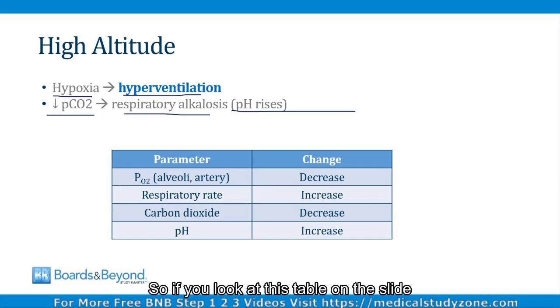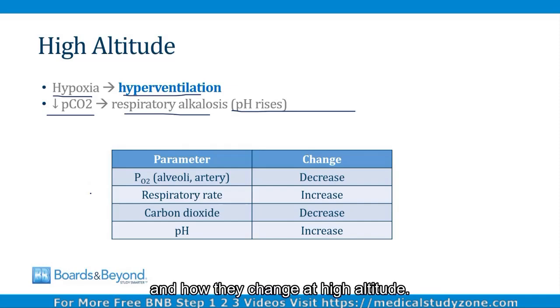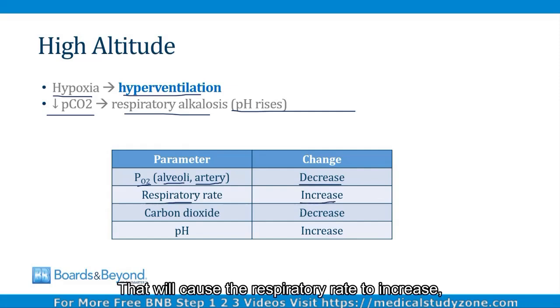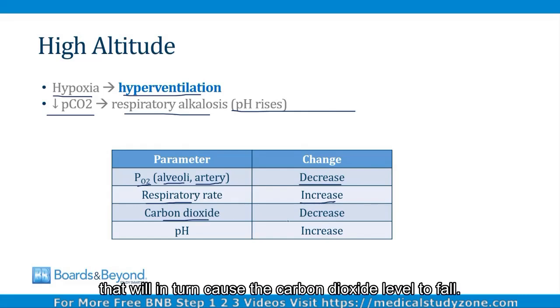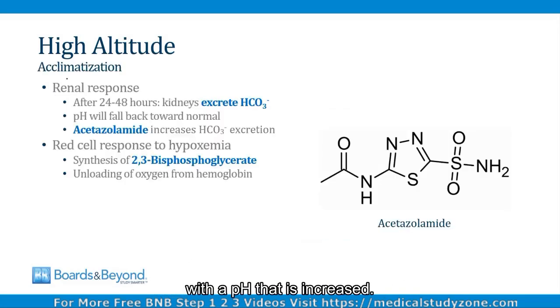So if you look at this table on the slide, I've written 4 key elements of respiratory function and how they change at high altitude. The partial pressure of oxygen in the alveoli and in the arteries is going to decrease because of the lower atmospheric pressure, as we just talked about. That will cause the respiratory rate to increase. That will in turn cause the carbon dioxide level to fall. And when the carbon dioxide level falls, a respiratory alkalosis develops with a pH that is increased.